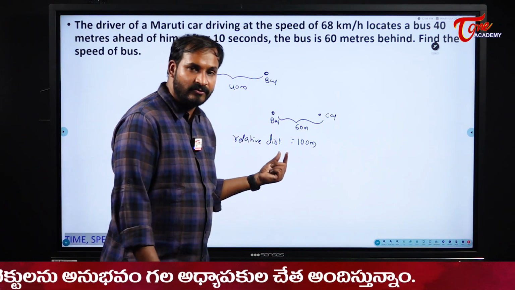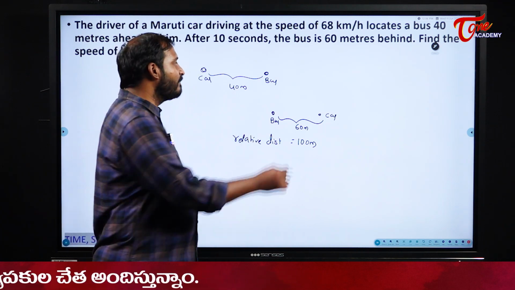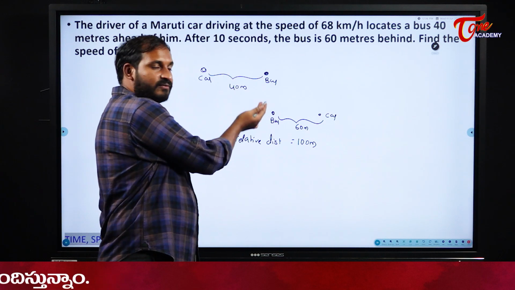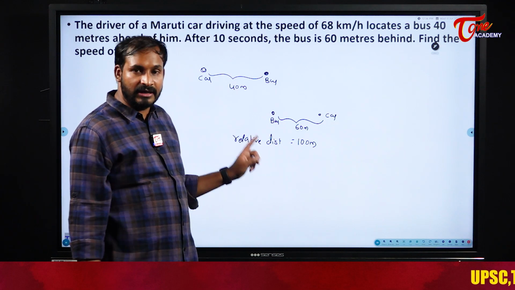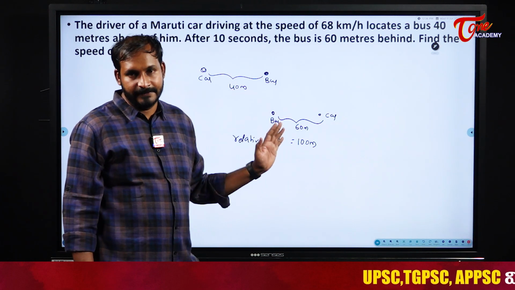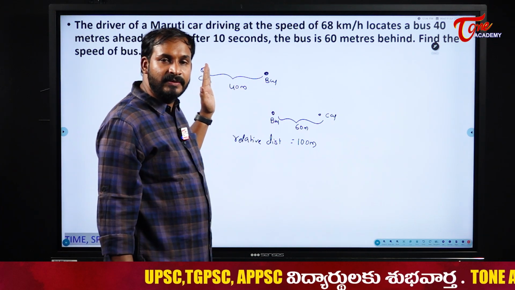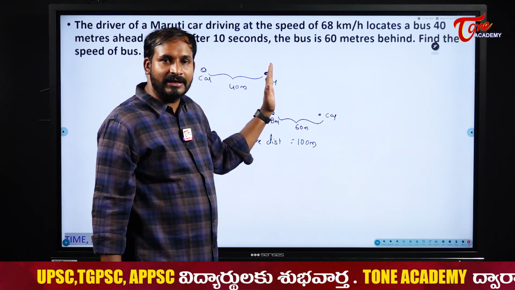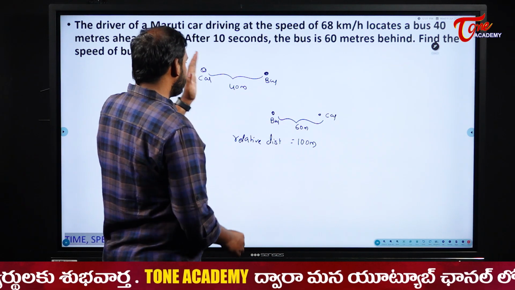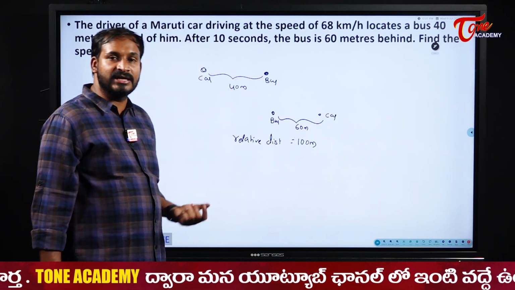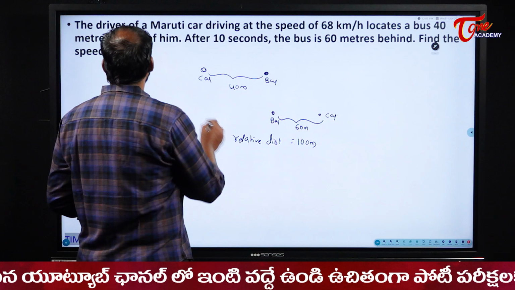Why I am using the word relative means, meanwhile when the car is moving, obviously the bus also moves. It doesn't mean that the bus is stationary and just the car is moving from 40 meters behind to 60 meters ahead. No, it is not like that. That is the reason I use the word relative. Both bus and car are moving. Obviously the car speed will be more than the bus. At some point of time the car will come parallel to the bus and once again it will cross the bus and go to this position. So this is the first position and this is the next position. So the relative distance covered by them is what? 100 meters.